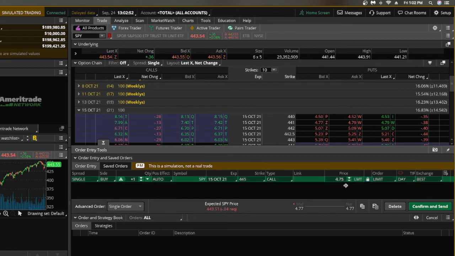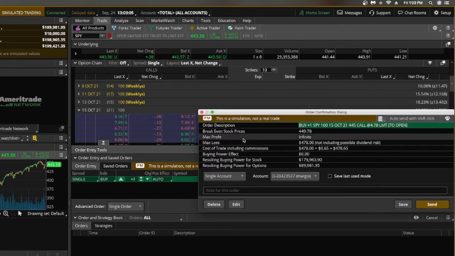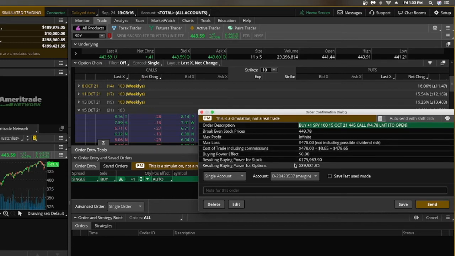Looking at that, we know this is going to cost $475, but we're going to chase the mid price down here. And just to ensure a fill for demonstration purposes, we'll agree to overpay. Oh, look at that. You can confirm. Total price, $478.65. That is your broker fee on TD Ameritrade. It's going to tell you what this is going to do to your buying power for stock and options.